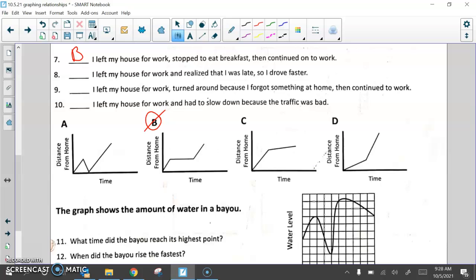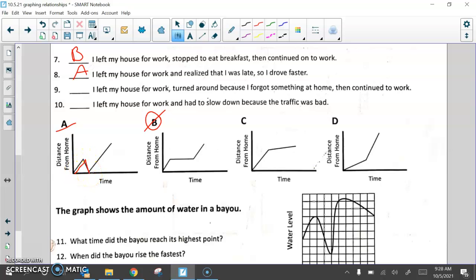Then we have, I left my house for work, realized I was late, so I drove faster. I left my house for work, turned around because I forgot something at home, and then continued. And then I left my house for work and had to slow down because the traffic was bad. Out of those 3, 8, 9, and 10, I definitely know number 9. I left my house for work, turned around because I forgot something at home, and then continued to work. That has to be A, because you're going to work and then you're coming back.